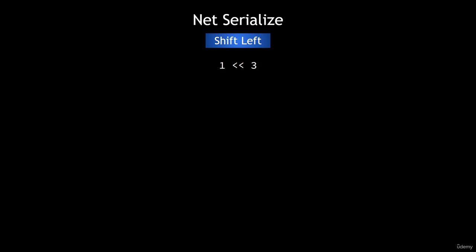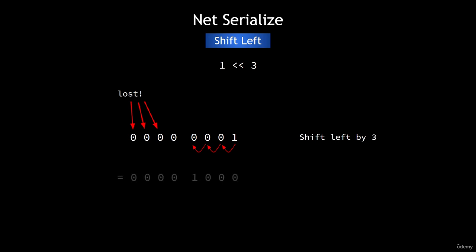And just to drive the point home, let's try 1 left shift 3. Here's 1, and we have to shift to the left by 3, which means the 1 will travel 1, 2, 3 digits over. These 3 digits at the end will be lost, and the result will be this number.